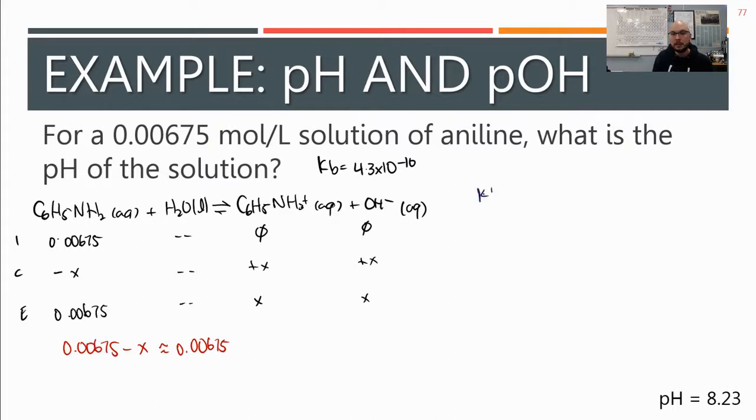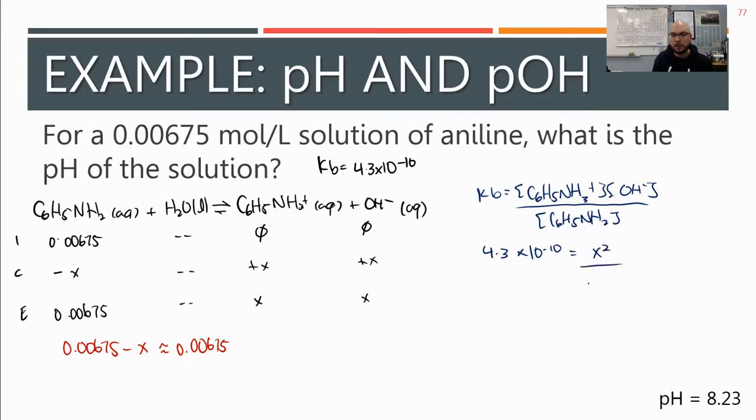So Kb is equal to the concentration of C6H5NH3 plus, OH minus, over C6H5NH2. So this is 4.3 times 10 to the negative 10 is equal to x squared over 0.00675. So I'd multiply the, so I'm going to say this but not write it.